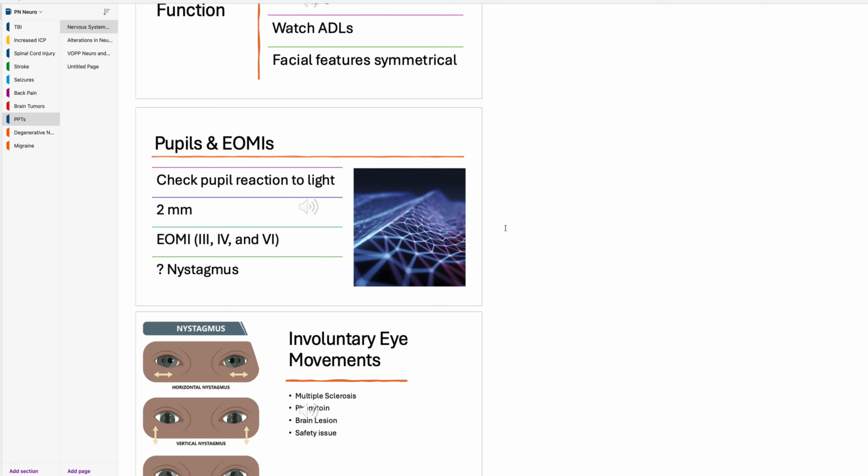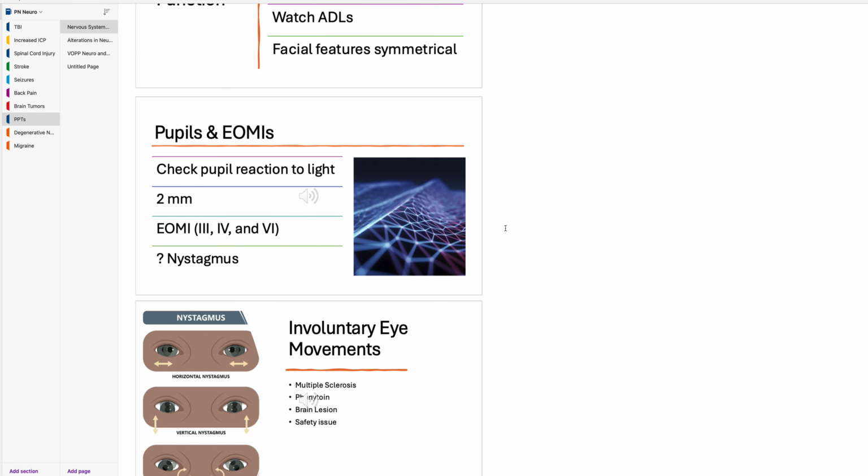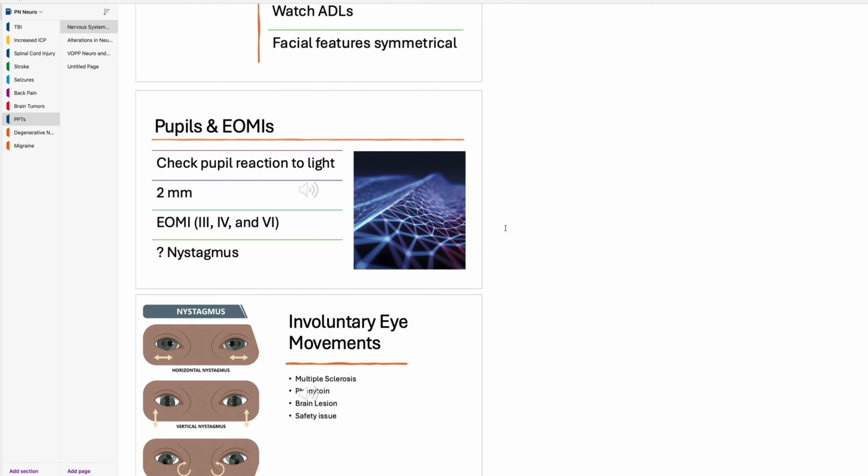All right, pupils and extraocular movements. Remember, it's 3, 4, and 6. Check the pupil reaction to light. That's cranial nerve 3. It should be 2 millimeters. That's the normal size. And you want to know if your patient has nystagmus. It's normal on extreme lateral gaze, but really they shouldn't have nystagmus.